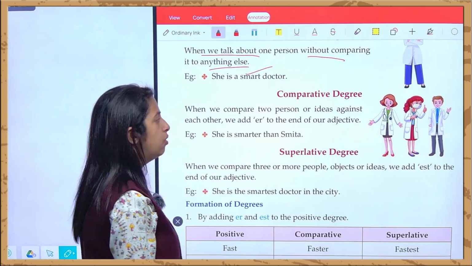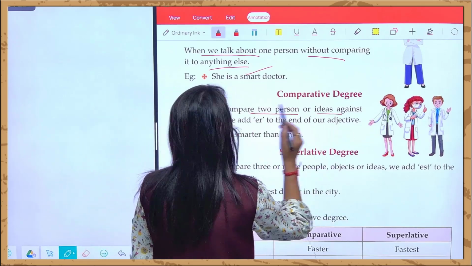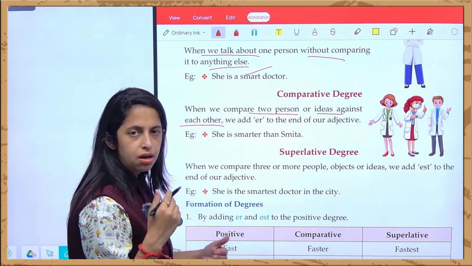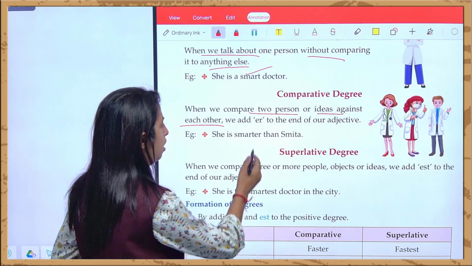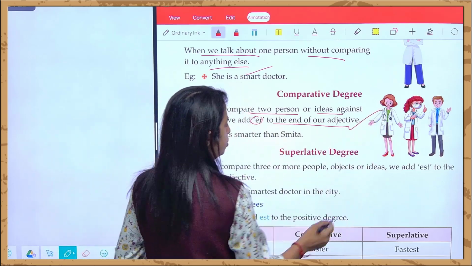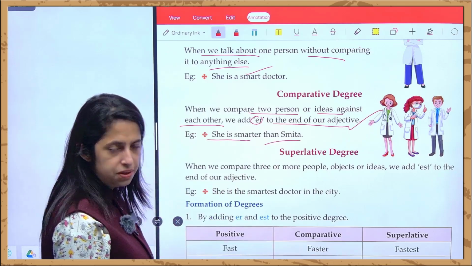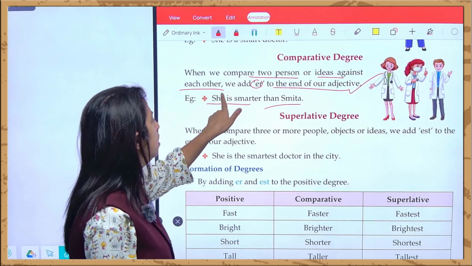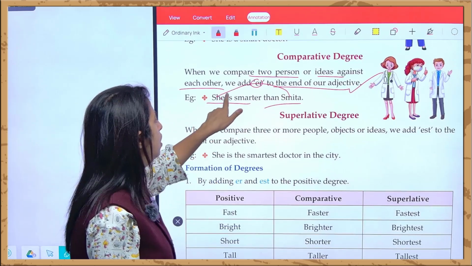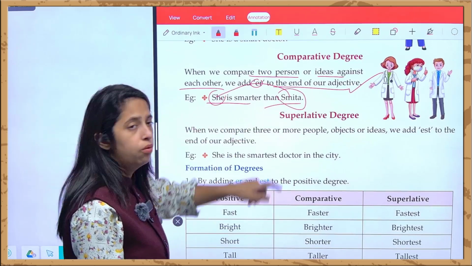Whereas in comparative, you have to compare the two persons or ideas against each other. एक दूसरे से compare करते हैं और हम क्या लगाते हैं? ER लगाते हैं at the end of our adjective. Like she is smarter than Smita. वो बहुत ही ज़्यादा smart है. किससे? स्मिता से. Because there is a comparison between two persons. This is pronoun and again this is a proper noun, right?